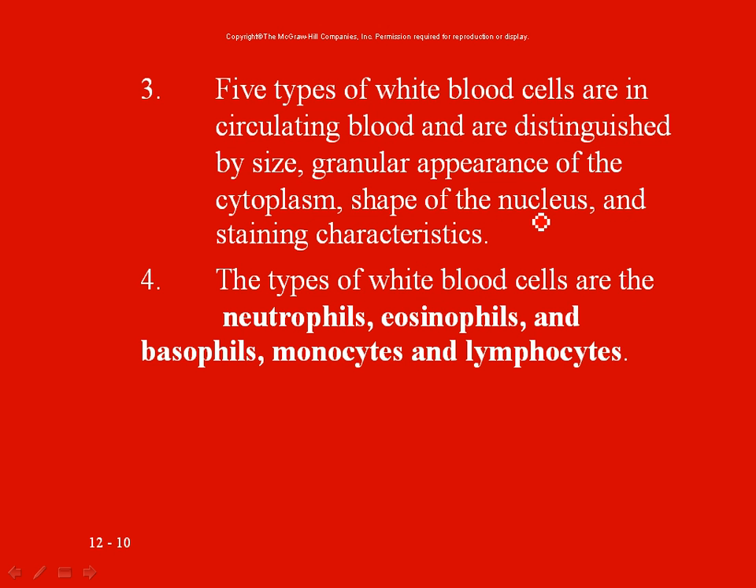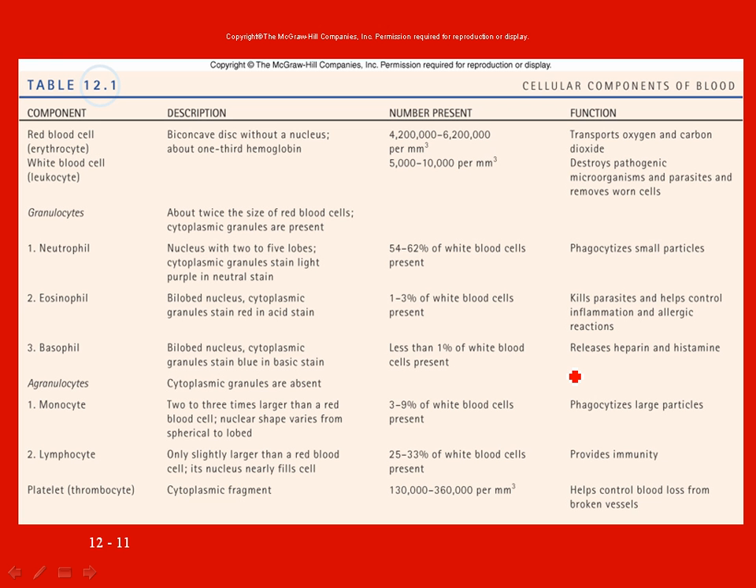All right, so we've got these 5 different types of white blood cells. They're called neutrophils, eosinophils, basophils, monocytes, and lymphocytes. And so when we look at them, here's a table. This is table 12.1. It's a very useful table that shows our different types of cellular components and what they do. I put a copy of this, a JPEG of this on WebCT, I think, as well, but you should be able to find it in your book.